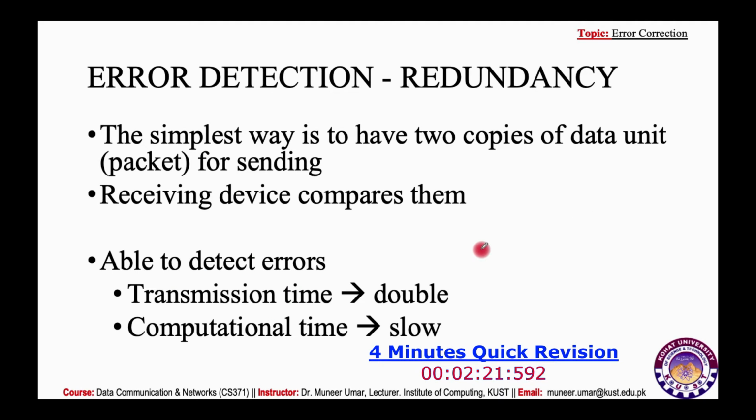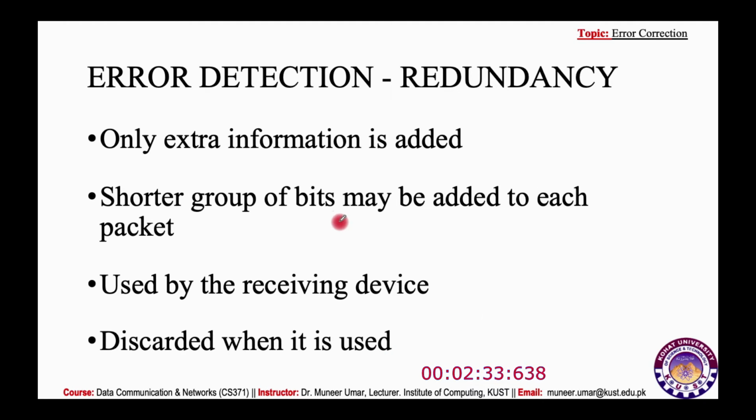So we need redundant data. The simplest way is to send two copies of data, but that thing would double the transmission time, and also the computation time will be slower as compared to the normal case. So we can add some additional information with the message to help the receiver detect the errors in the data. A shorter group of bits may be added to each packet. These additional bits are used by the receiving device to detect whether there is any error or not. And once the process is done, these additional bits are discarded by the receiver.